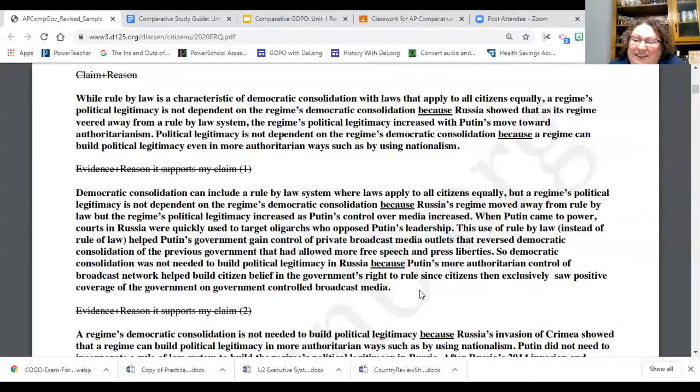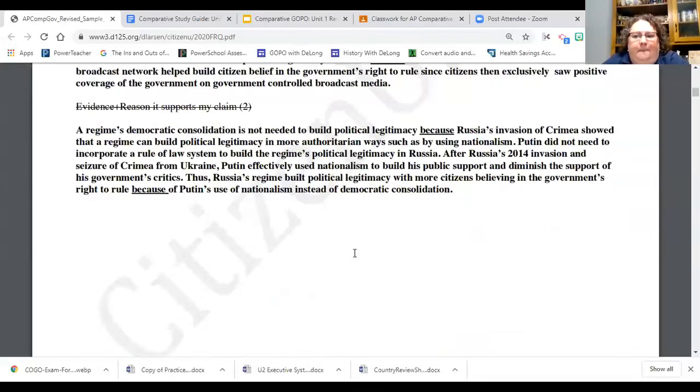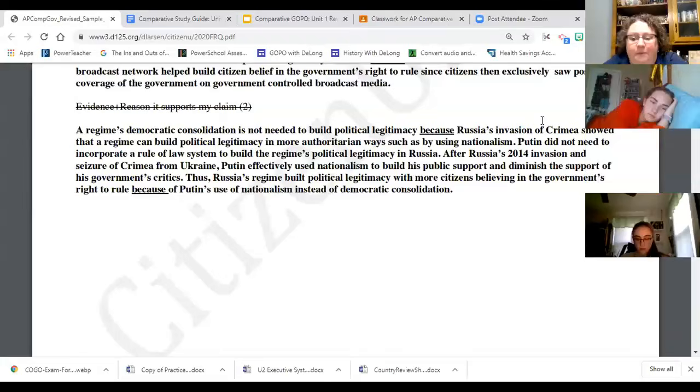Now, to succeed at this question, what do they have to do? They have to have another country. Here they continue to talk about it, and they give another piece of evidence, but it's from the same country. My suggestion is you want to give evidence from a separate country. We're going to do more practice of this. This is a difficult one. I just wanted to give you a little idea of what one looks like.